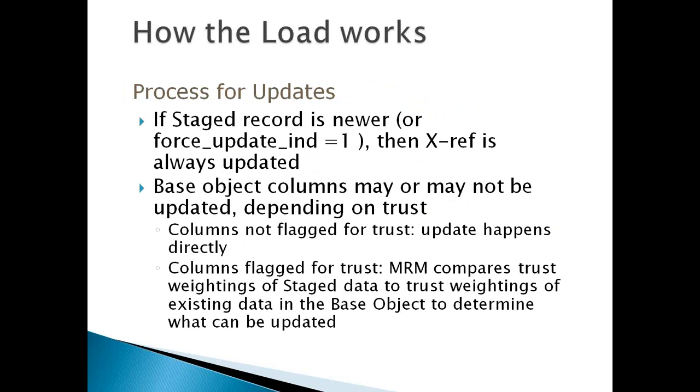And now, if the last update date coming from the staging table is greater, or we have used the force update indicator equal to 1, then the cross-reference table is always updated. The base object may or may not get updated, because it will check the survivorship and order of precedence, and based on that, if it feels the record has to be promoted, it will promote it. Otherwise, it keeps that at the cross-reference level only. That's why the cross-reference always maintains the latest update that has come from a source system.